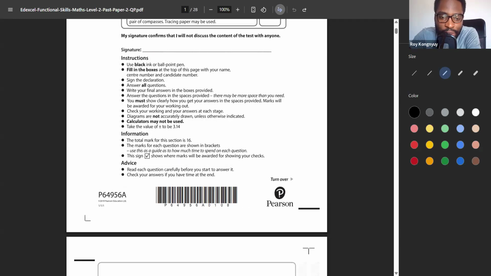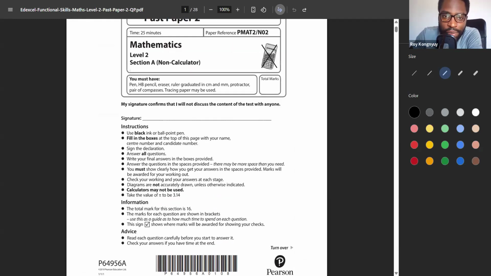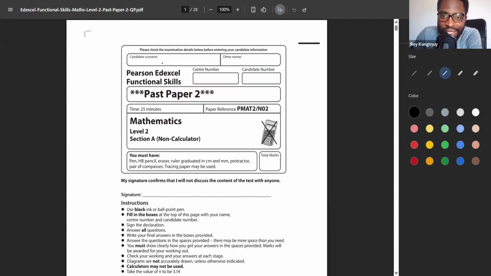All right, remember, write your name, centre ID number, candidate number. Now, all of this, remember the functional skills maths can be taken online and on demand. So some of these are not relevant for you because this is an exam that can be taken online. Okay, let's begin.